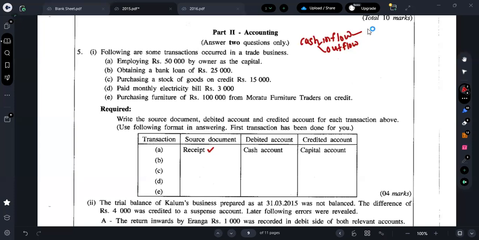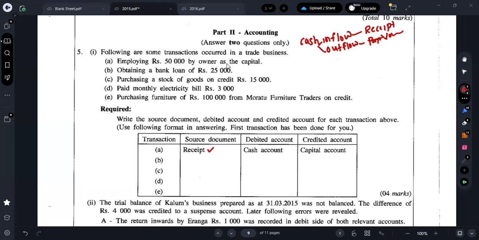So if it is a cash inflow, the source document will be receipt. So these are theory parts for you all to know. On the other hand, if it is a cash outflow, what's the source document? It is voucher. You can say payment voucher, or you can just say voucher. Are you all clear with this, guys? Receipt. Okay.